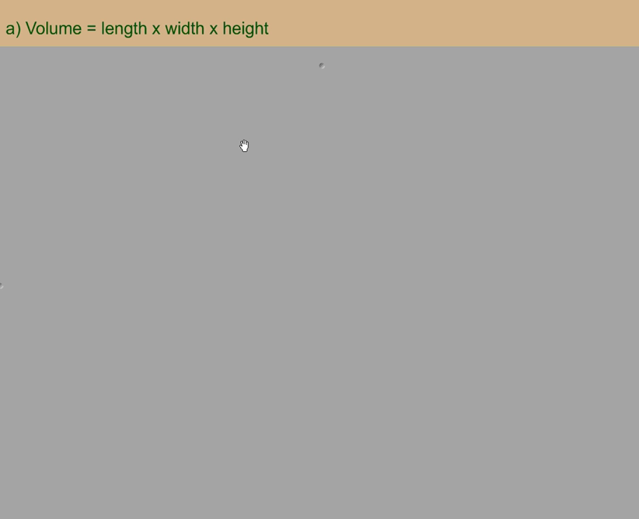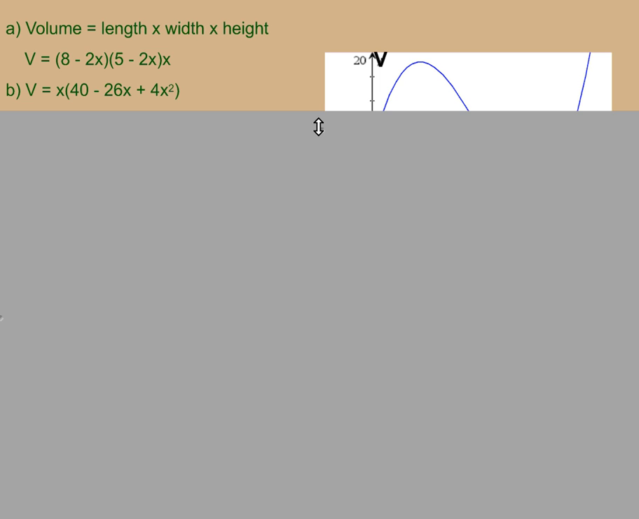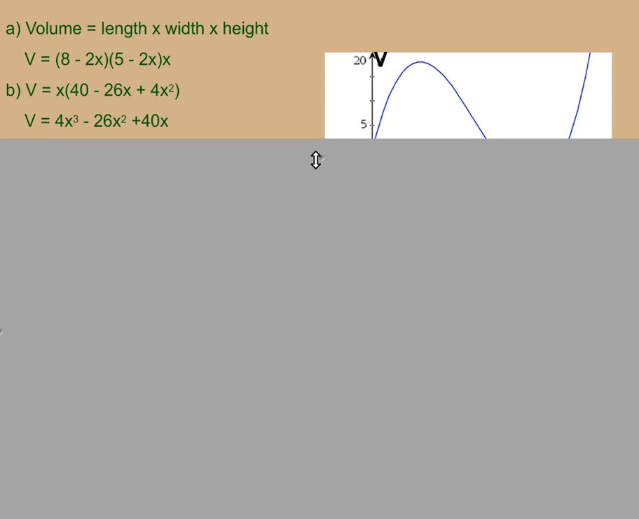Now we know that the volume of a rectangular container is length by width by height. So if we put that together as such, here we got length by width by height. And if we then expand that, so I've expanded the two brackets, and then multiply through by X, we get V equal to 4X cubed minus 26X squared plus 40X, which is what we had to show.